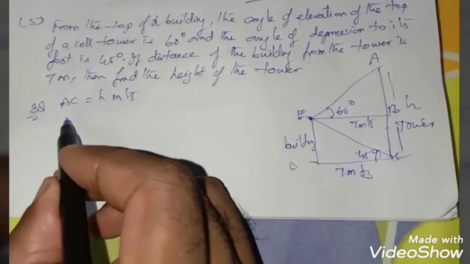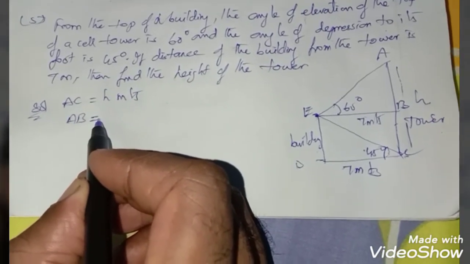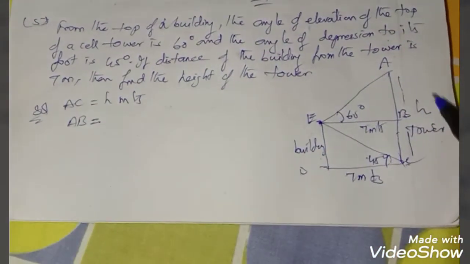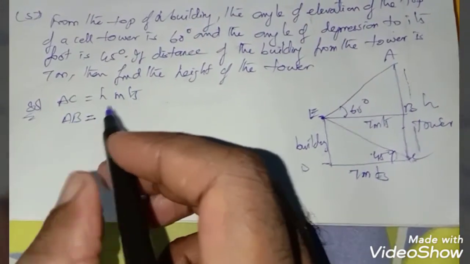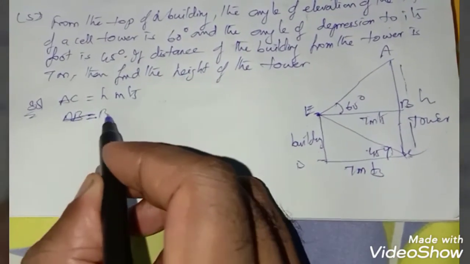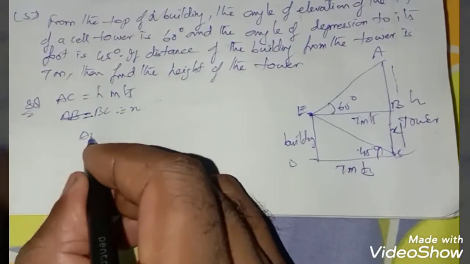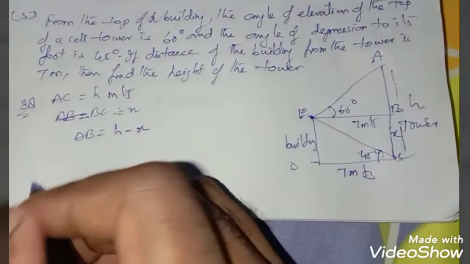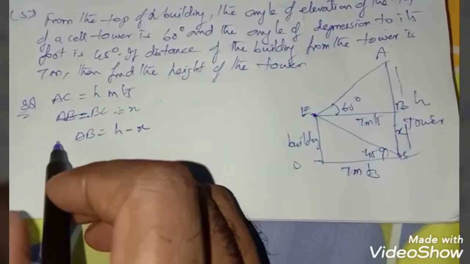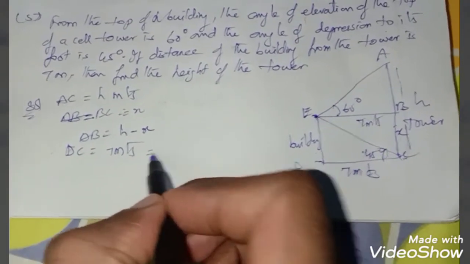AB we don't know, and the height of the building is BC. So if you write BC is equal to x, then AB will be h minus x, right? Height minus x. Next, what is given? DC is given as 7 meters, and this is also equal to BE. So based on this we are finding the value.